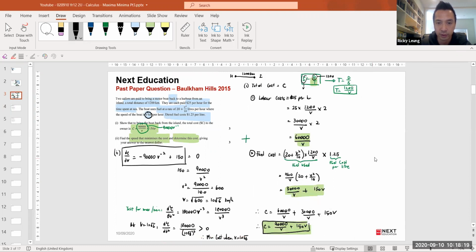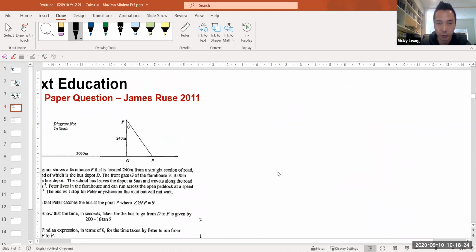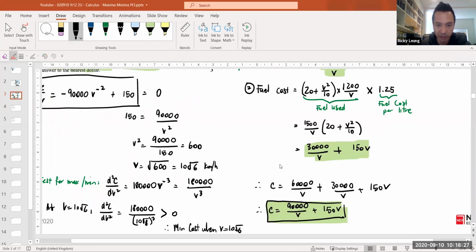Oops. You know what? I'm just going to zoom in and basically do my answer over here, if that's okay. Minimum cost when v is at, so if you sub v into here, let's have a look, 90,000 on 10 root 6 plus 150, 10 root 6. Punch that in as your minimum cost. So it looks to be approximately, if you did that on your calculator, $7,348.